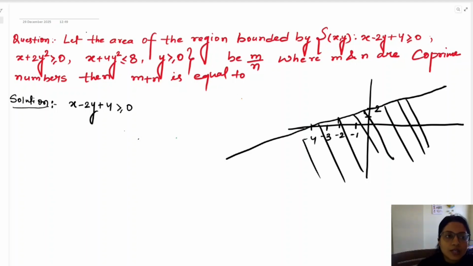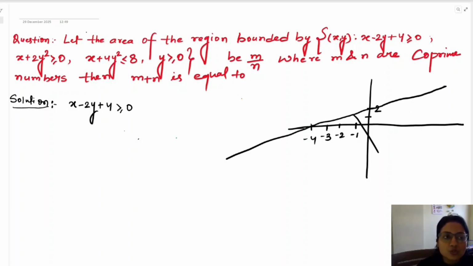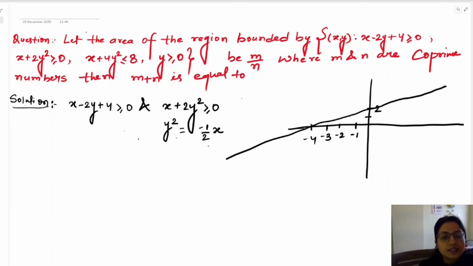Okay, now let's take the second inequality. The second inequality is x plus 2y square greater than or equal to 0. We can also write it in the form of an equation: y square is equal to minus 1 by 2 x. Clearly this represents a parabola whose vertex is at the origin. So let's draw it.